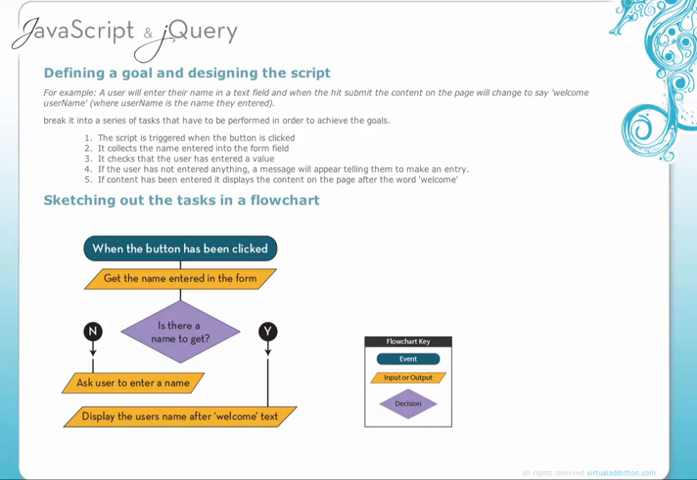So the first thing would be the script is triggered when the button is clicked. The second thing is it collects the name entered into the form field. The third thing is it checks the user has entered a value. And the fourth thing, if the user has not entered anything, a message will appear telling them to make an entry. And then the fifth thing is if the content has been entered, it displays the content on the page after the word welcome.